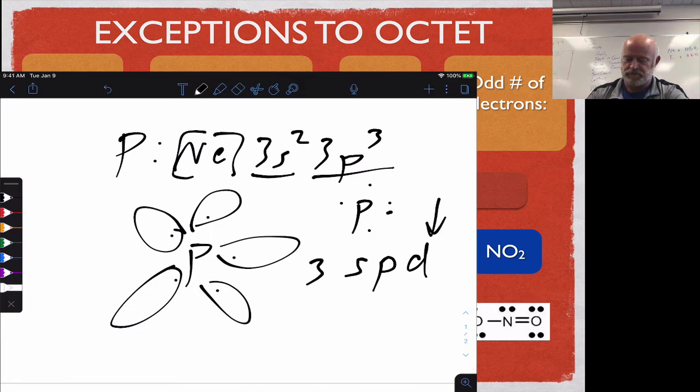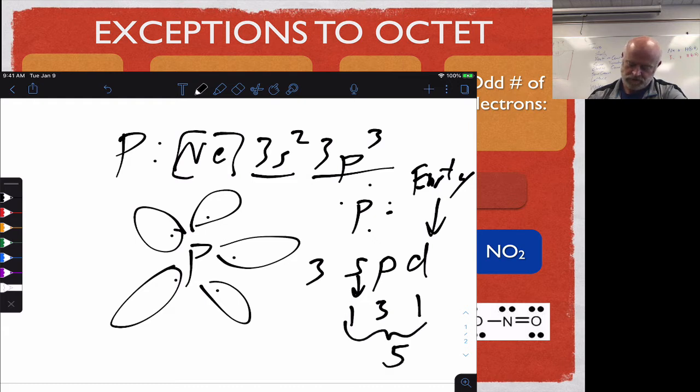Now, the D is normally empty when it comes to that third energy level, right? It exists, it can be used, but it's empty for phosphorus and sulfur. So what phosphorus does, it uses that 1s, it uses all 3 p's, and it uses one of those d orbitals to create 5 bonding regions that are the hybrid. Normally, we do an octet where we use the 1s and the 3 p's to get 4 bonding regions. So phosphorus just adds that d in to give us a 5th one, okay?